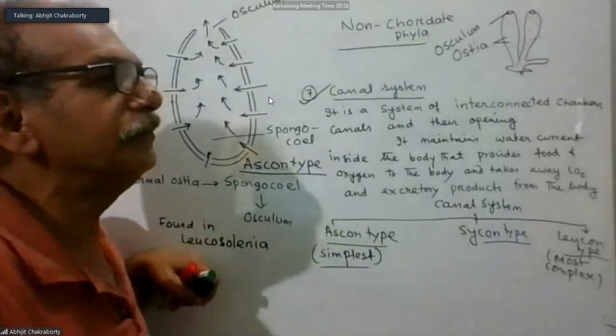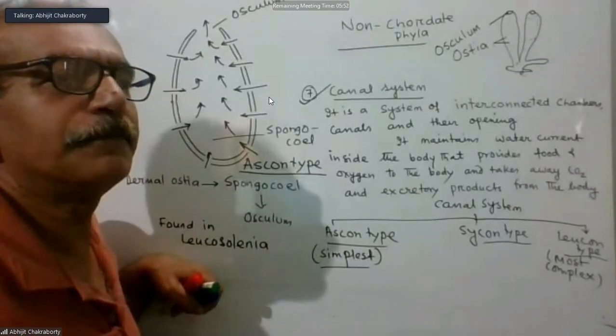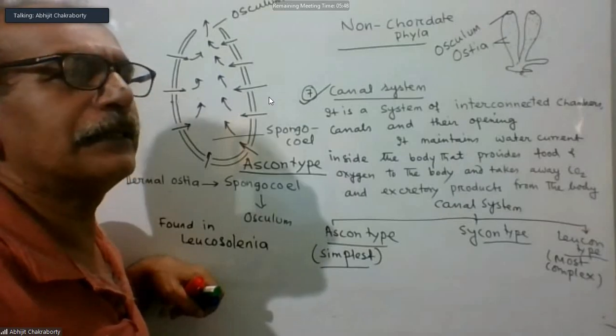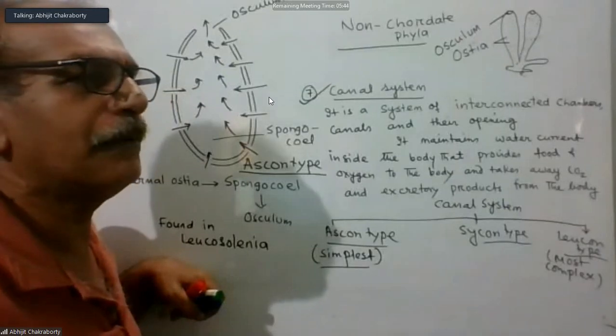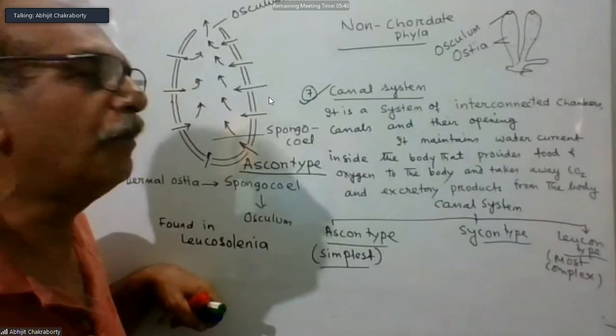What I am telling you, in case of Sycon or Leucon type, some incurrent canals and excurrent canals are present, and in case of Leucon type, some flagellated chambers are required to be present. That's why it is considered complex.